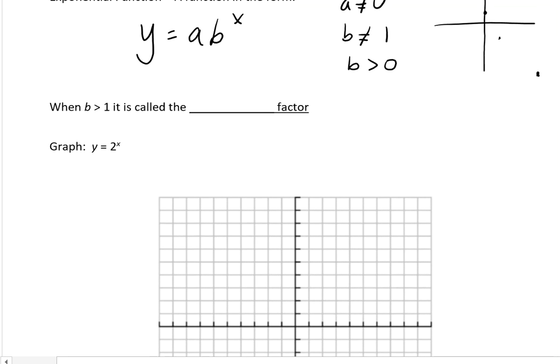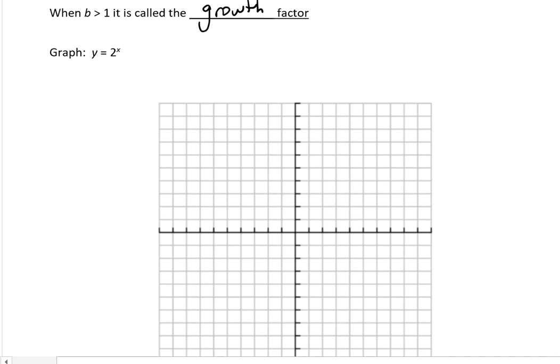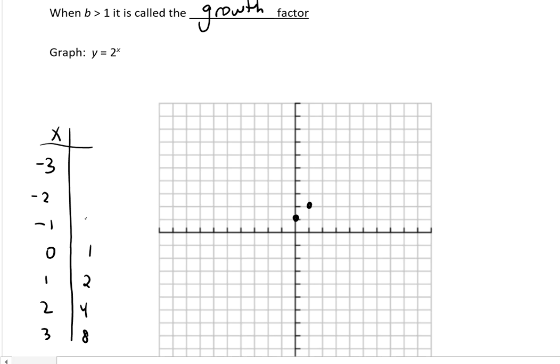So when b is greater than 1, it is called a growth factor. And you can see this y equals 2 to the x. You can make an input-output table if you want. If you want to do that, you do like negative 3, negative 2, negative 1, 0, 1, 2, 3. It's 1, 2, 4, 8, and 1/2, 1/4, 1/8.